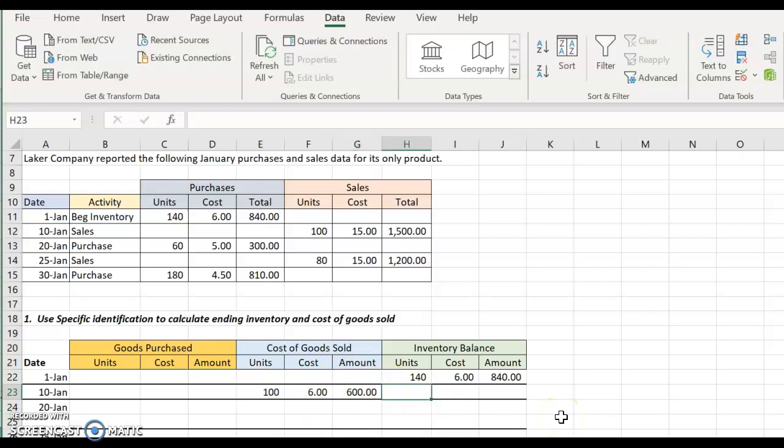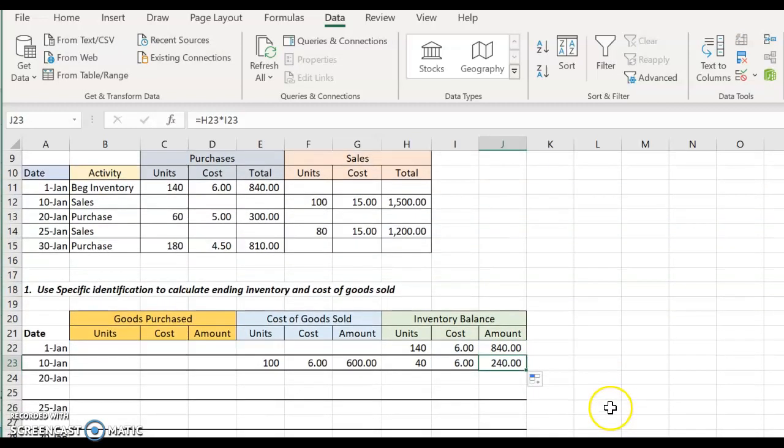So what do I have left? I have the beginning amount, 140, minus what we sold, 100. I have 40 units remaining and a cost of $6. And my extended value will be $240.